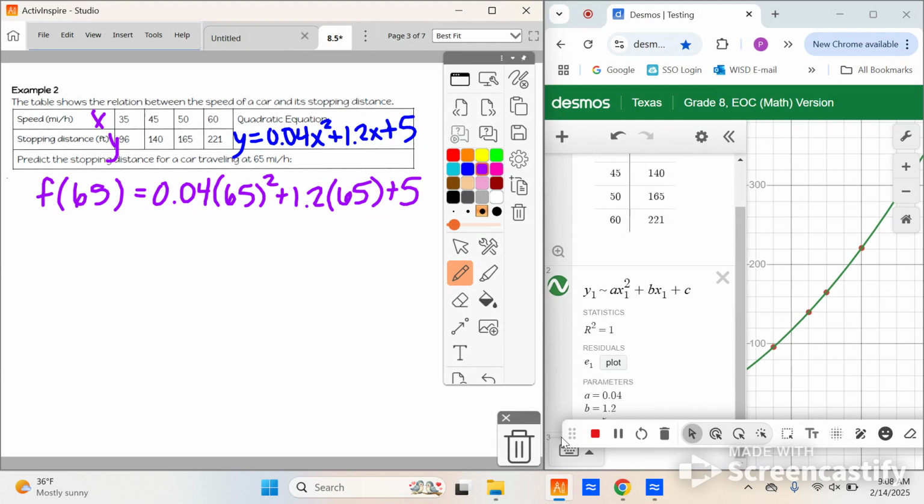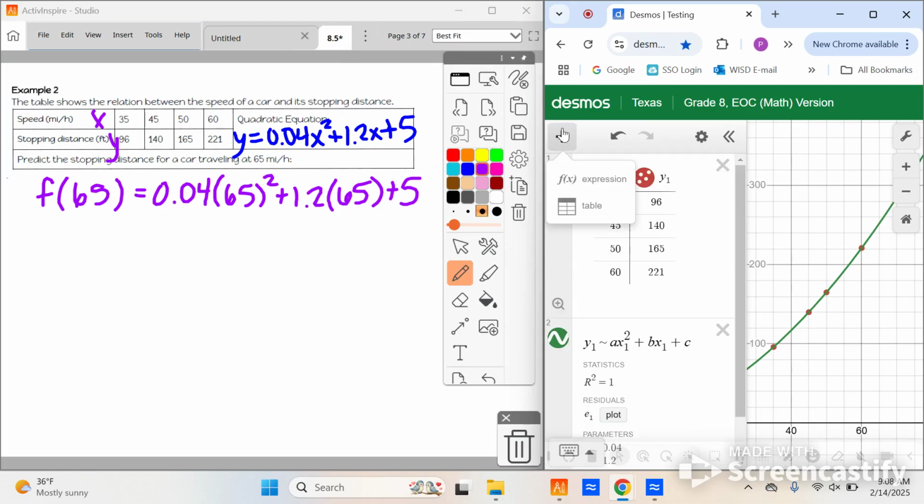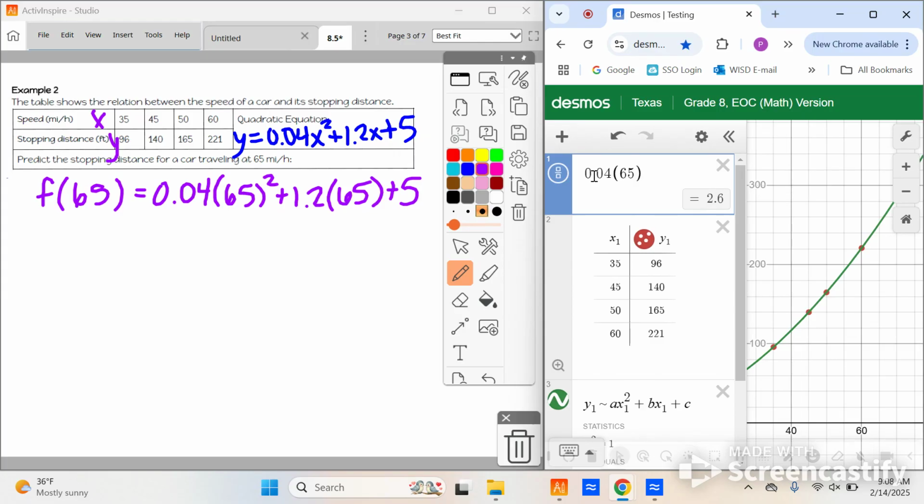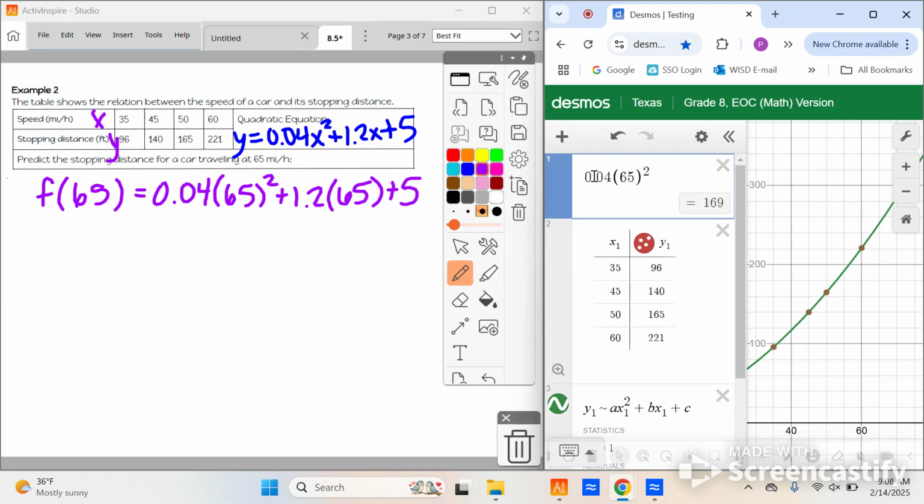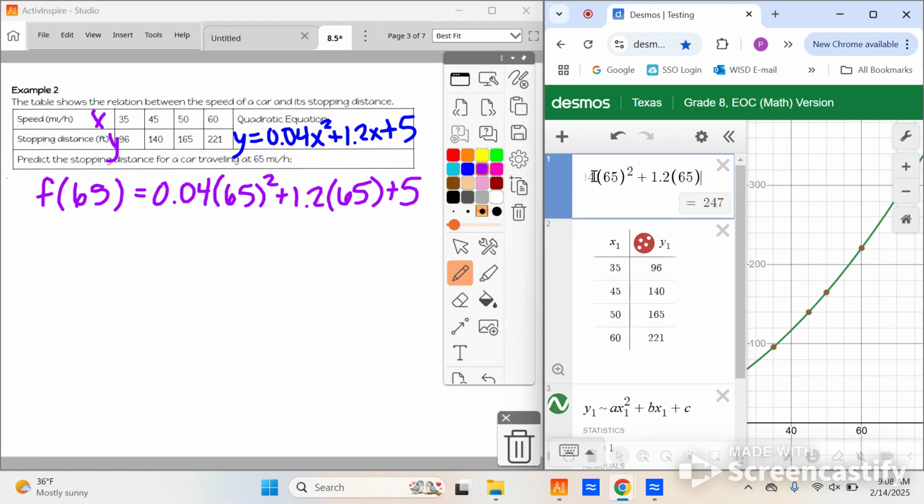And we don't need to do this in our head. We can type it out in Desmos in order to solve. I'm going to type 0.04 parenthesis 65 parenthesis squared plus 1.2 parenthesis 65 parenthesis plus 5. 252. So the estimated stopping distance is 252 feet.